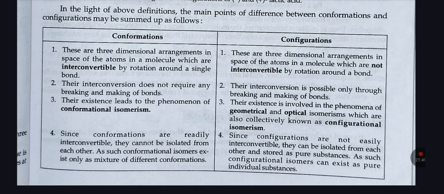In conformations, since they are readily interconvertible, they cannot be isolated from each other. As such, conformational isomerism exists only as a mixture of different conformations. Since configurations are not easily interconvertible, they can be isolated from each other and stored as pure substances. As such, configurational isomers can exist as pure individual substances.